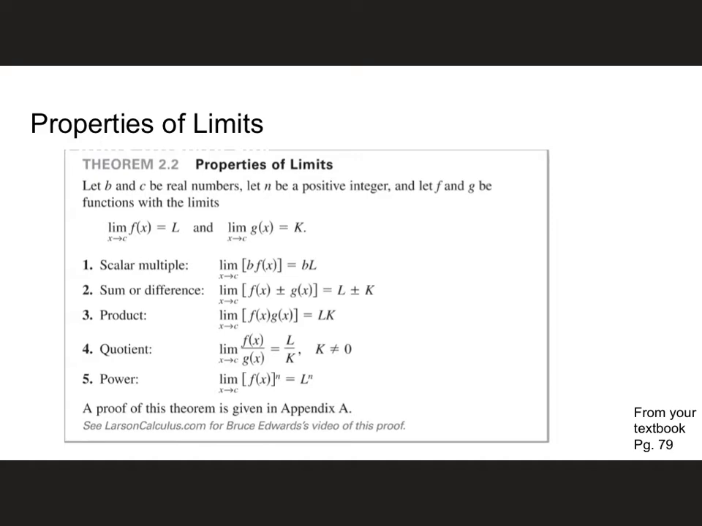I've taken this from page 79 in your textbook, so you can take a look at this. If you're really interested in a proof, you can always go to Appendix A that's in the back of the book, or look up the proof to these on there. But these are things that are pretty important. We know that scalar multiplication of limits works. We know that I can add and subtract limits and get the same thing. I can multiply limits. I can divide limits. I can raise a limit to a power, and I'm going to be able to end up with something that logically makes sense. Let's take a look at some of these properties in action.